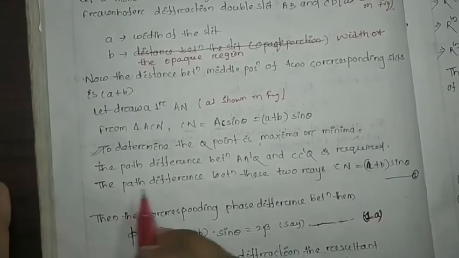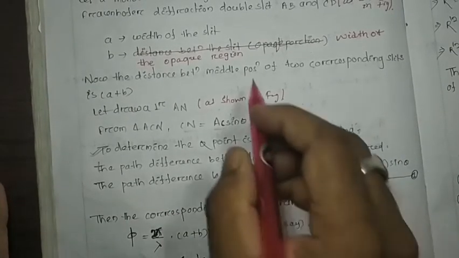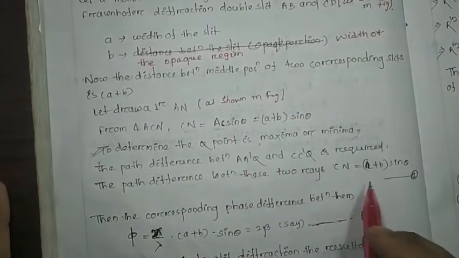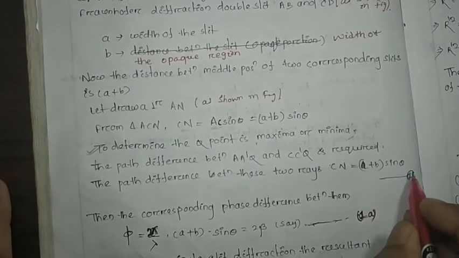So the path difference between these two rays is Cn. What is the Cn we got here? That is (a + b) sin theta. Let this be equation number 1.